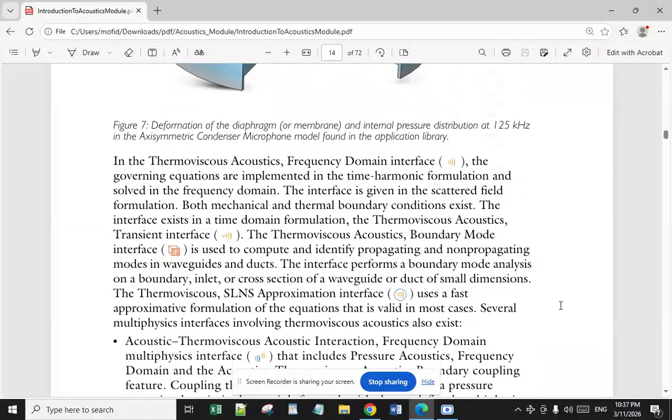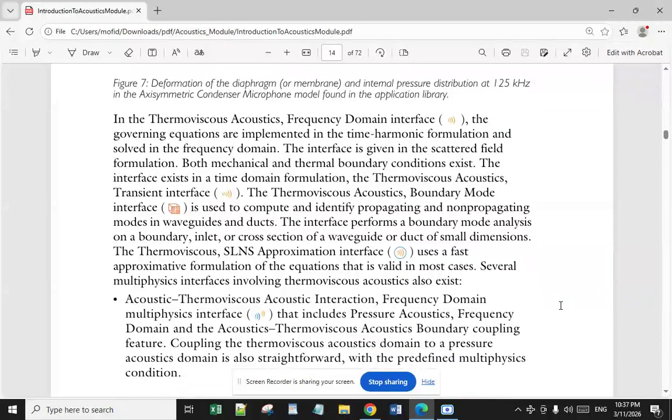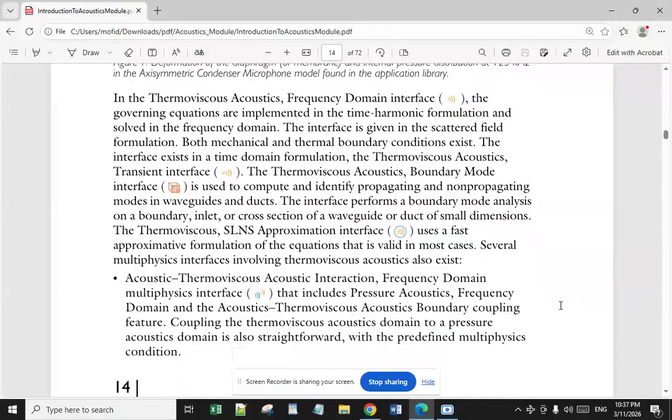The thermoviscous acoustics, transient interface. The thermoviscous acoustics, boundary mode interface is used to compute and identify propagating and non-propagating modes in waveguides and ducts. The interface performs a boundary mode analysis on a boundary, inlet, or cross-section of a waveguide or duct of small dimensions. The thermoviscous SLNS approximation interface uses the fast approximative formulation of the equations that is valid in most cases.